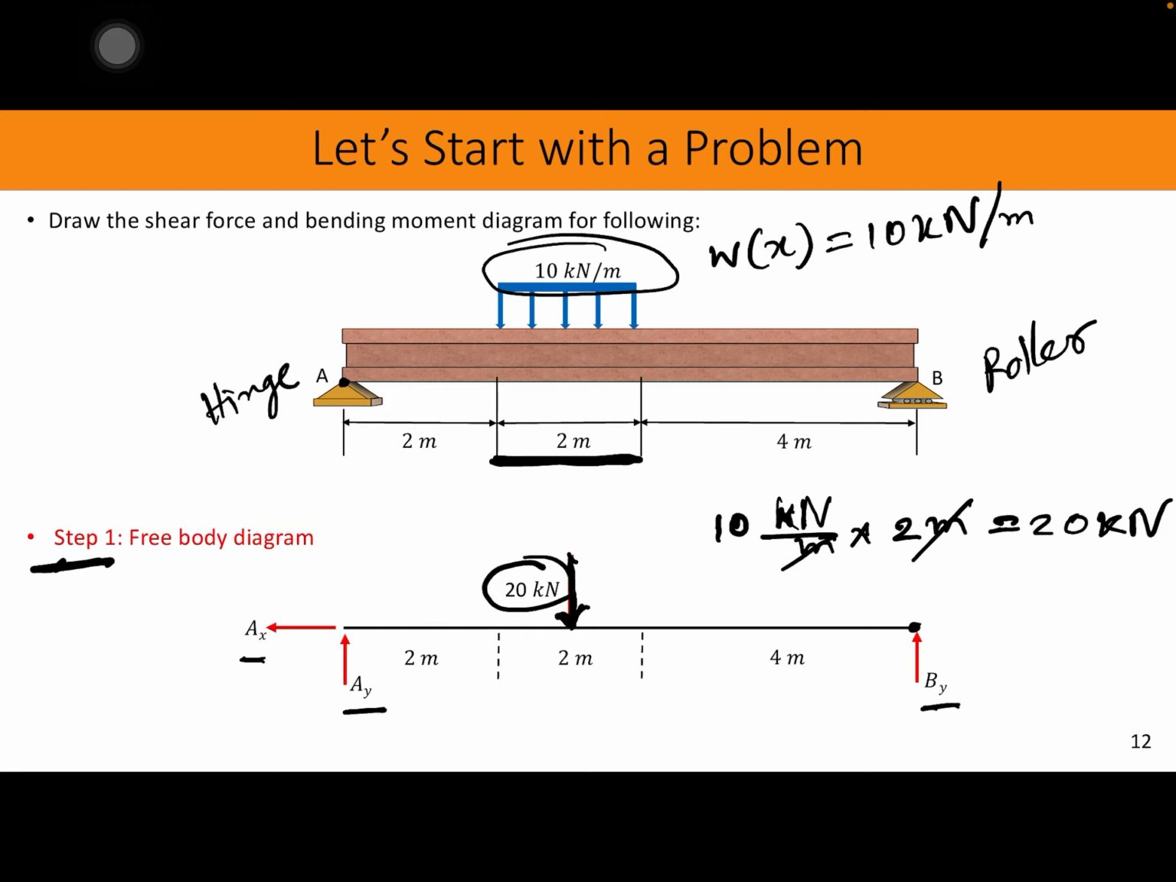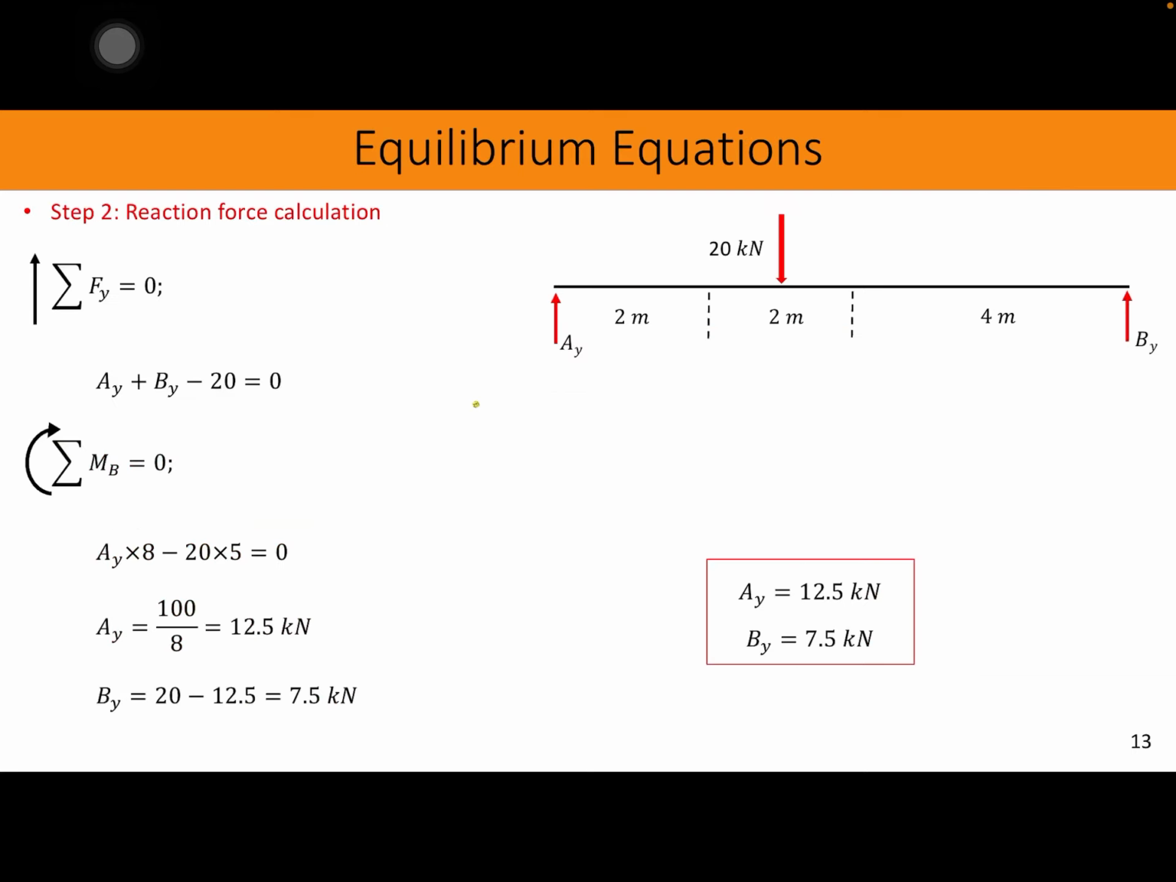We should be able to solve for the equilibrium equations. First, the summation of Fy. Why didn't I take Fx? You see, there is only one force right here, and there is no other reaction force to balance it. That means Ax is automatically 0, so we don't need this one. Ax is already 0.